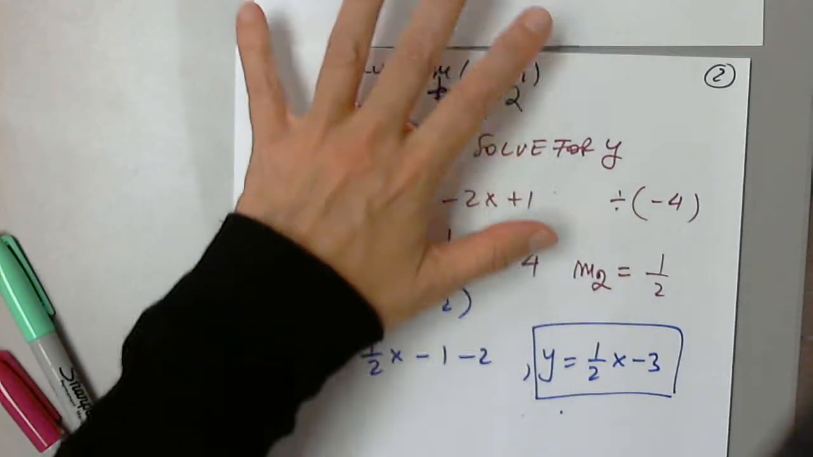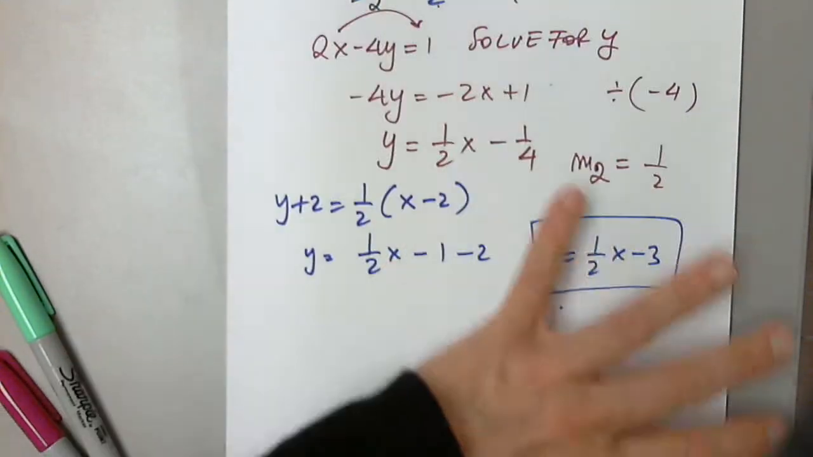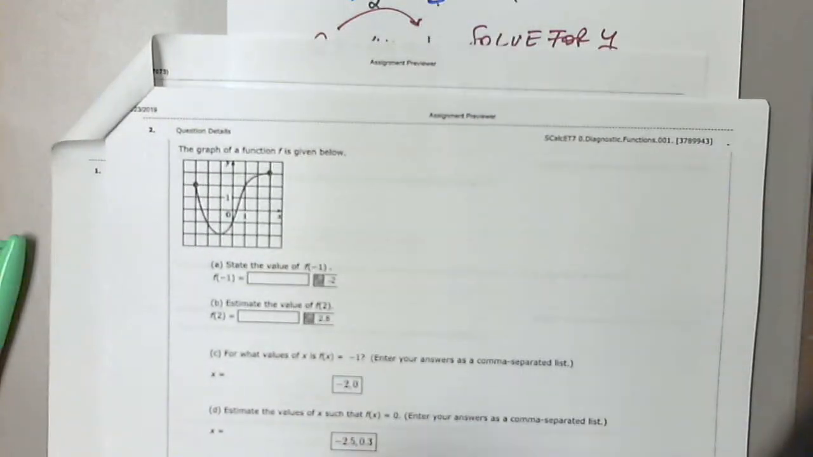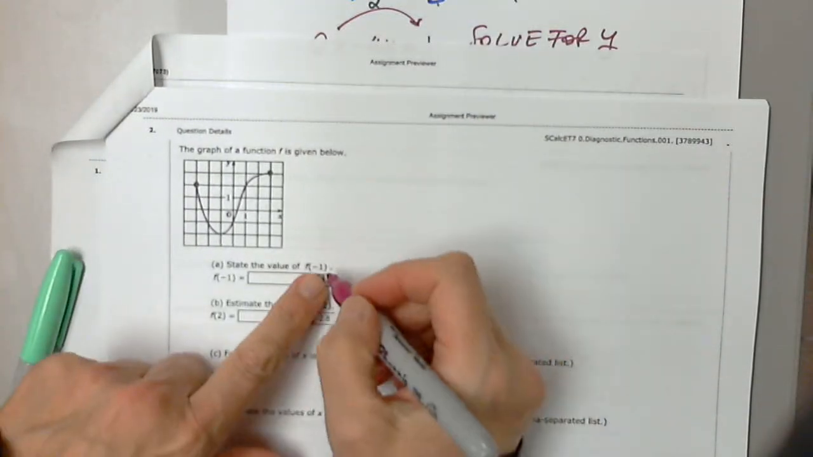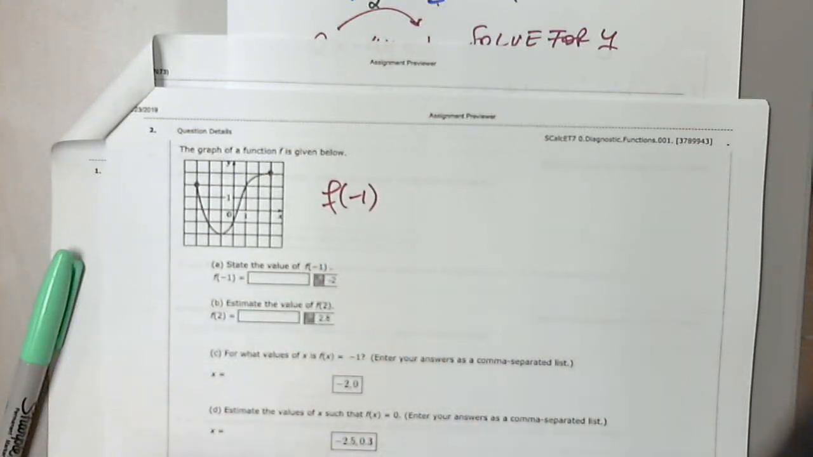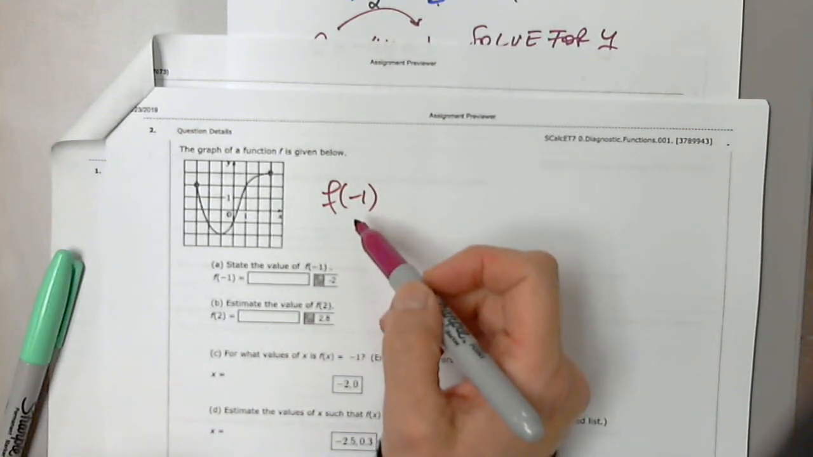Okay, so you're going to have something similar to work on. Here's the next one. We are asked to determine the value of f of negative 1. So what does this mean? What is given in the question?